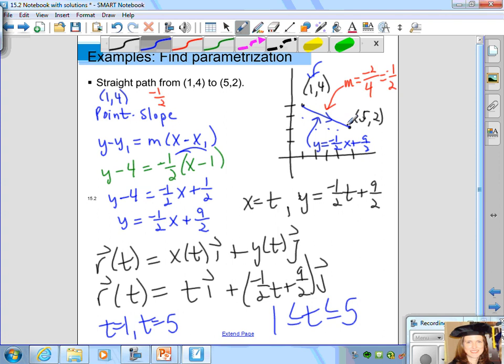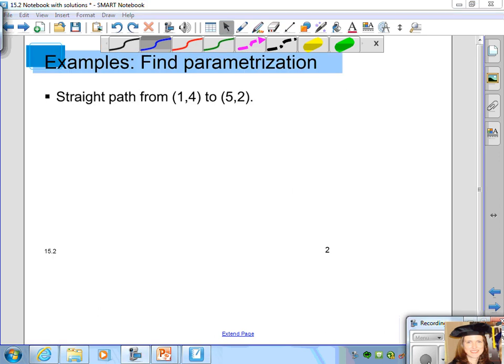Okay, this is one approach. However, I would suggest an alternate approach, and this will actually work for all straight paths, whether in the plane or in space. Okay, so are you ready for a shortcut? This is my suggestion for any time you have a straight path. You can use the following model equation.